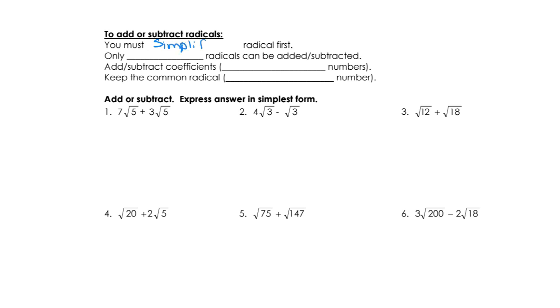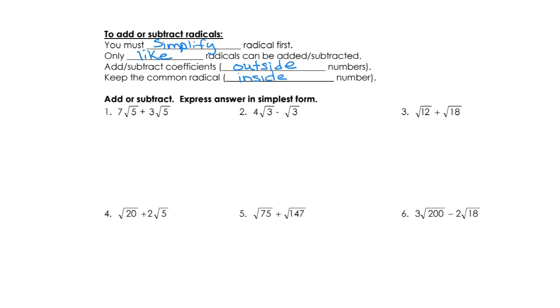Because when you simplify, the number underneath the radical changes. Okay, so if the number underneath the radical is not the same, you have to simplify the radicals first. And then only like radicals can be added and subtracted. Okay. When you add and subtract them, you're going to add and subtract the coefficients, which are the outside numbers. And you're going to keep the common radical, which is the inside number.